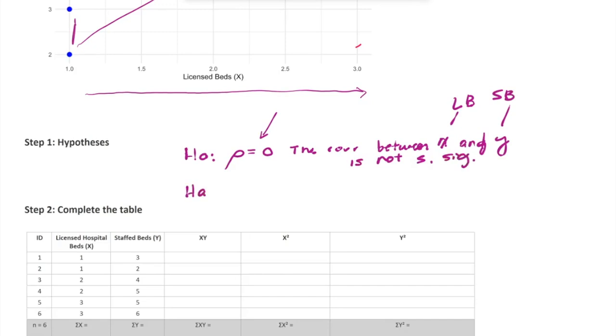The alternative, rho, it's different than 0. So when it tells you that it's different than 0, that means that there's something there. So in words, this would be the correlation between x and y is statistically significant.